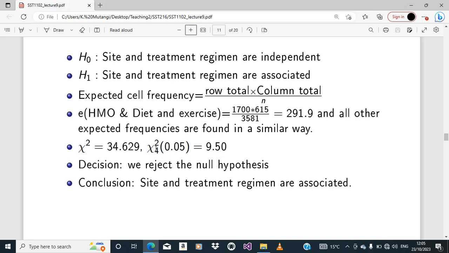One issue here is how do you calculate the degrees of freedom when you are dealing with a contingency table above. You would say the number of rows, which is 3, minus 1, times the number of columns, which is 3 again, minus 1. So 3 minus 1 times 3 minus 1, which is the same as 2 times 2, which gives us a 4. And going to your chi-square distribution tables, you will get a critical value of 9.5 at the 5% level. So here it's obvious we'll have to reject the null hypothesis since 34.629 is greater than 9.50, and the conclusion follows through.